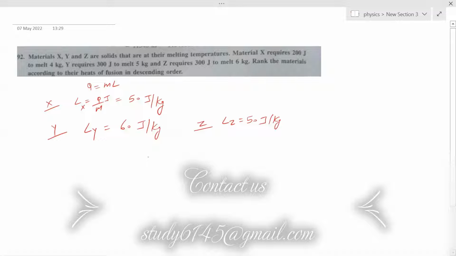So now what will be the final answer? Latent heat of Y is greater than X is greater than Z, because these two are the same. They are equal, no? Okay, then X is equal to Z.